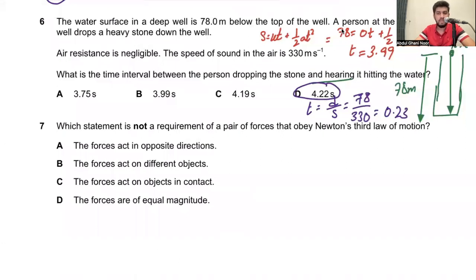Time interval is the time difference between the point where they drop the stone and hearing it. That is what they mean by time interval. So you add the two up.